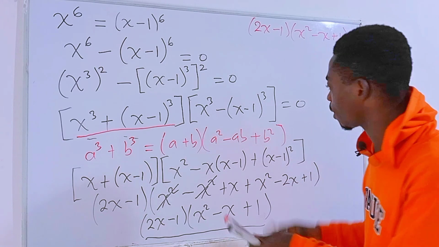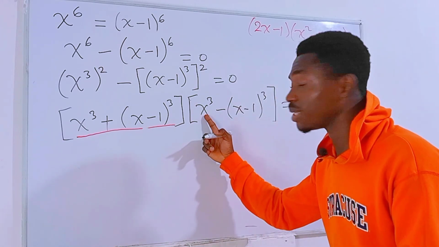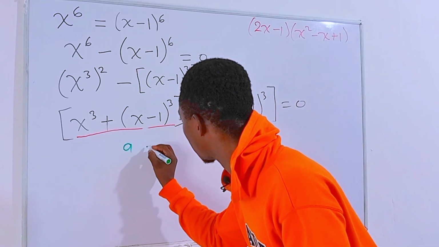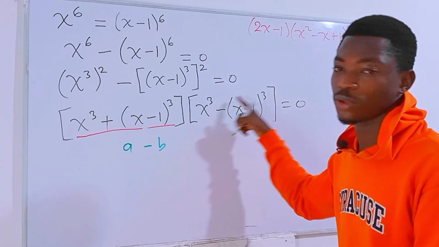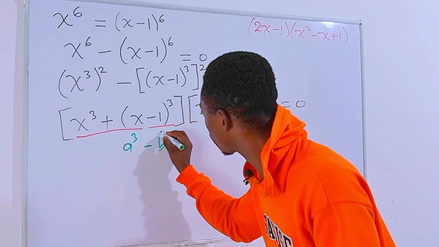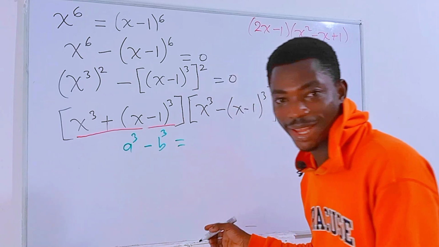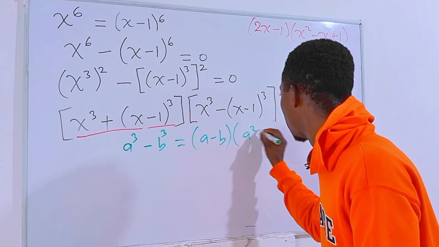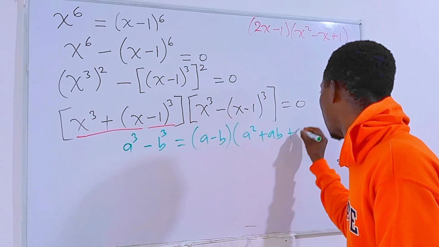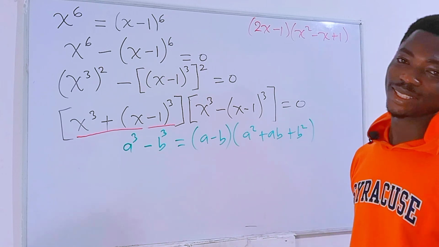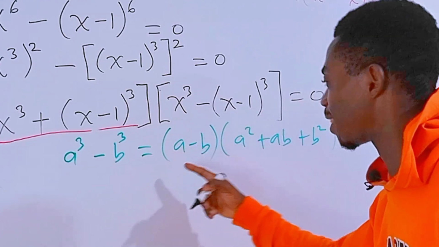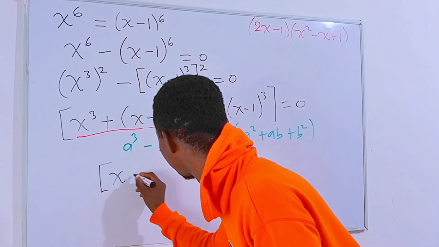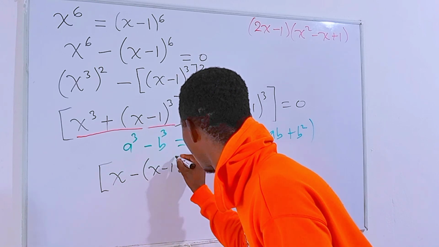Let me get rid of this. Just like we did before, we will let x be a and then x minus 1 be b so that we will have a cubed minus b cubed. From algebraic identities, this is the same as (a minus b) times (a squared plus ab plus b squared), just like that. In fact, we can rewrite this in this form, just like we did before. So let's do that. We have x minus 1, which is b.